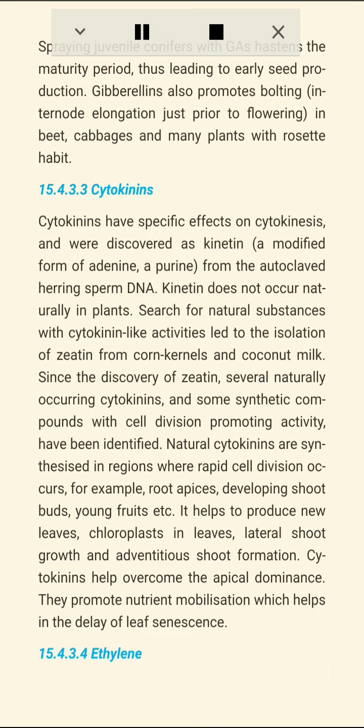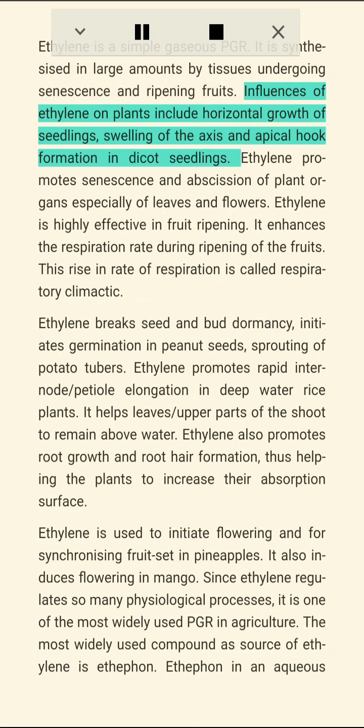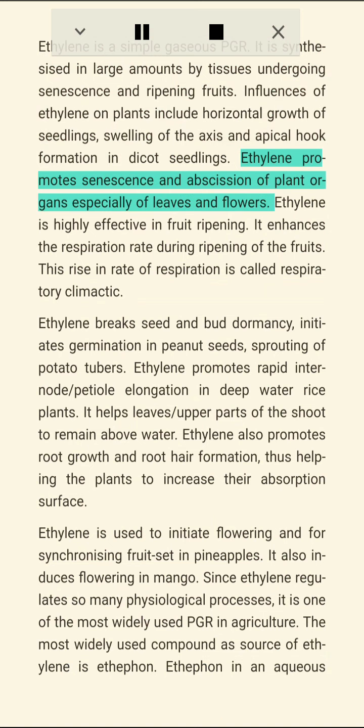15.4.3.4 Ethylene. Ethylene is a simple gaseous PGR. It is synthesized in large amounts by tissues undergoing senescence and ripening fruits. Influences of ethylene on plants include horizontal growth of seedlings, swelling of the axis and apical hook formation in dicot seedlings. Ethylene promotes senescence and abscission of plant organs, especially of leaves and flowers.